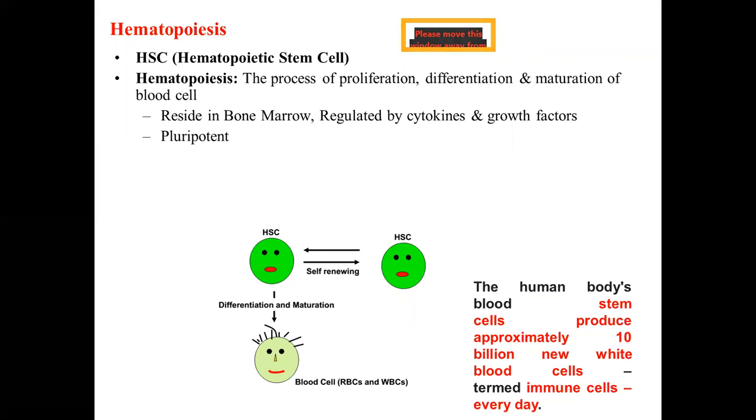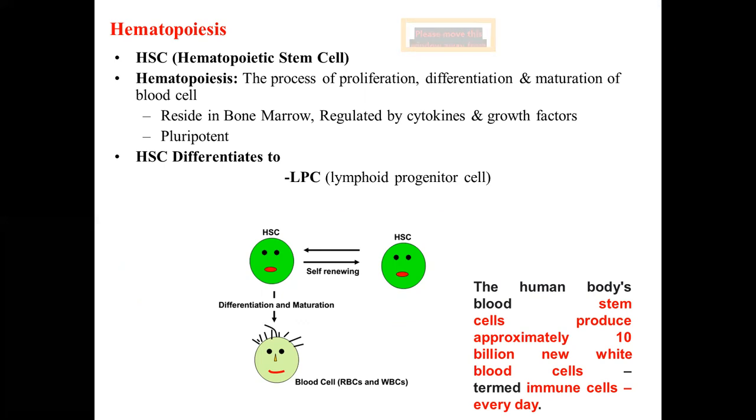So these hematopoietic stem cells reside in the bone marrow and they are regulated by several factors which include cytokines and growth factors. These hematopoietic stem cells are pluripotent, that is, they have an ability to differentiate into any kind of cells. If you see, the report says that the human body's blood stem cells produce approximately 10 billion new white blood cells every day, and that we call immune cells.